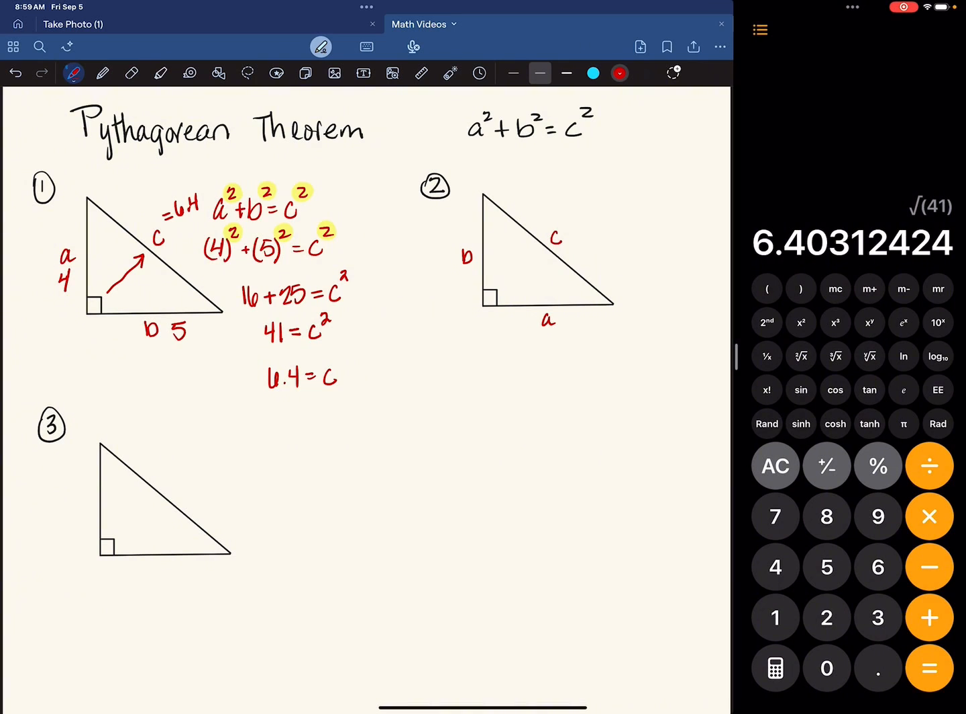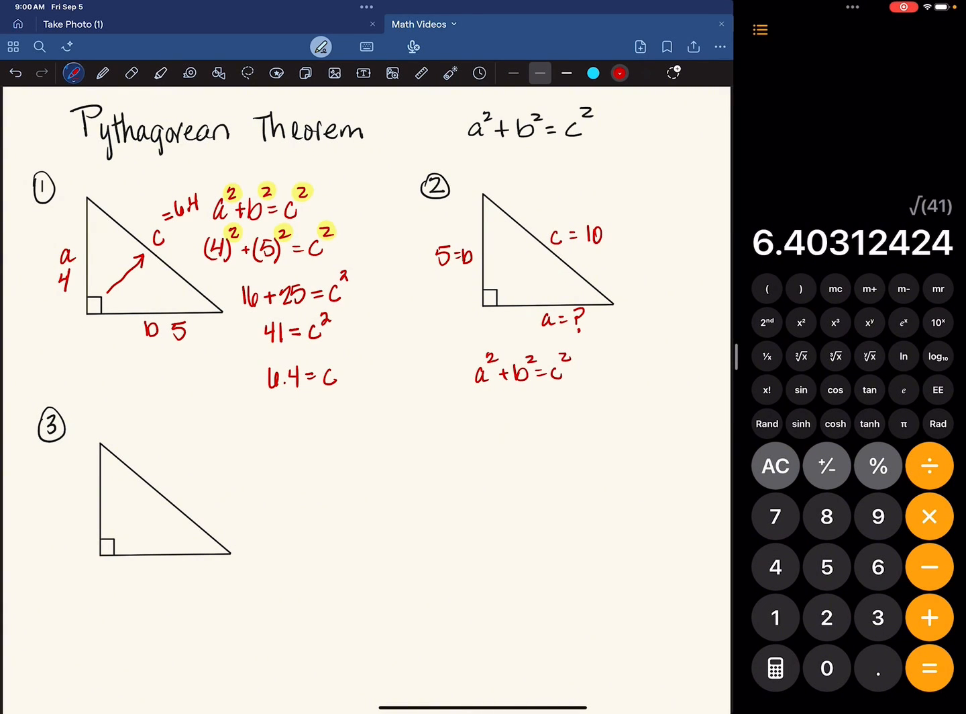Alright, so now let's use some different numbers this time. Let's say that we have B, and let's say that B is, we'll go with 5 again. So B is 5. A, we're going to say we don't know A. So we're trying to find what A is. Let's say in this case C is 10. So we want to know what A is. Alright, so we're going to use the same formula. A squared plus B squared equals C squared.